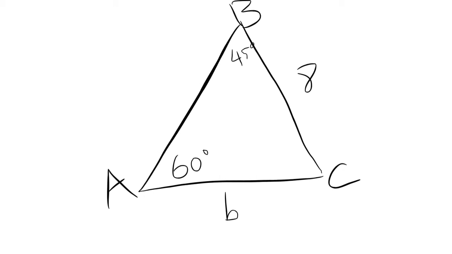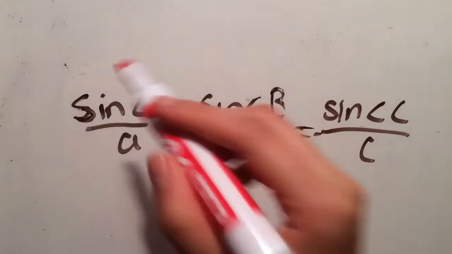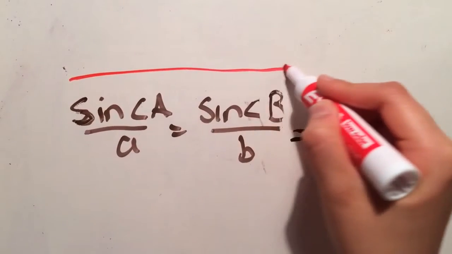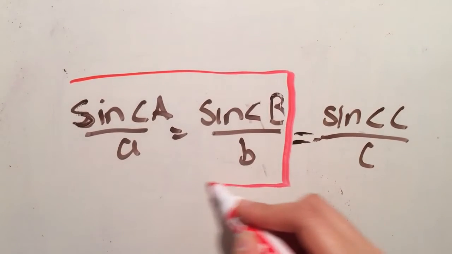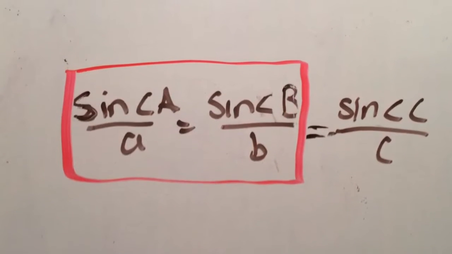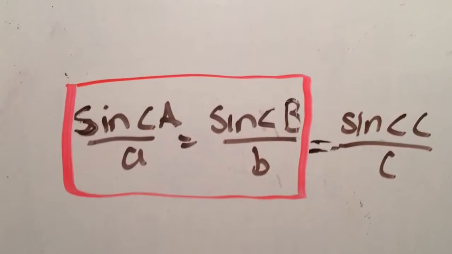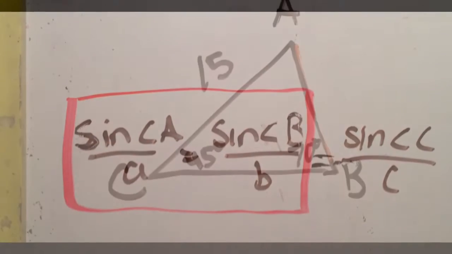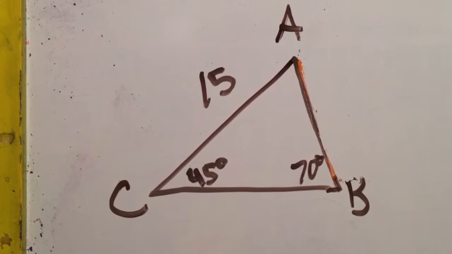You would then use sine of angle A over A equals sine of angle B over B. Plug in the information you know, which is the measure of angle A and side A, and the measure of angle B, then solve for side B. Let's look at an example.